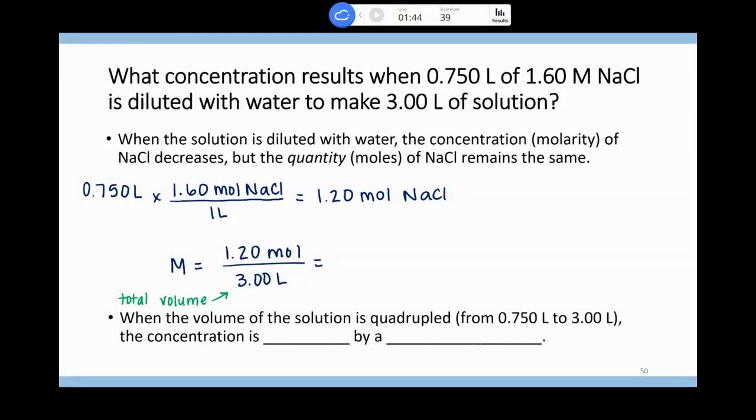So total volume is 3.00 liters, and this is our moles of solute, 1.20 moles. So the molarity of this solution is 0.400 molar sodium chloride solution.